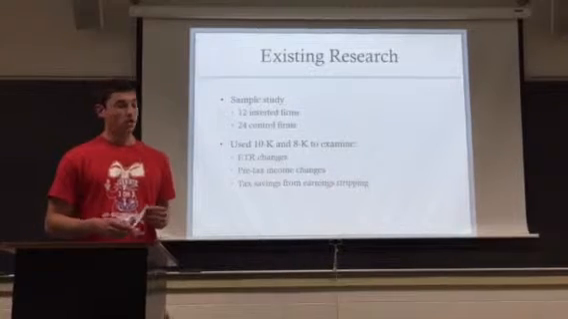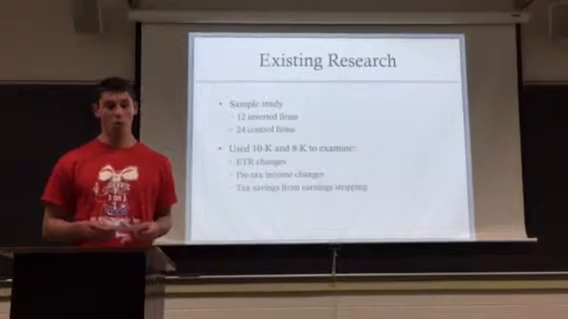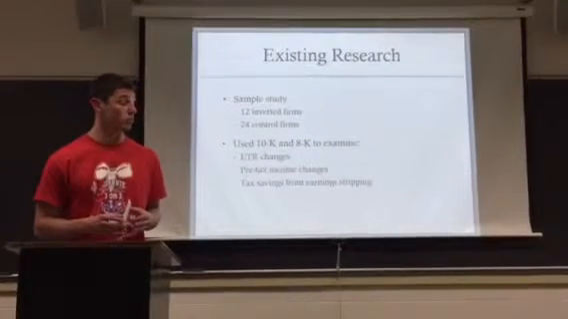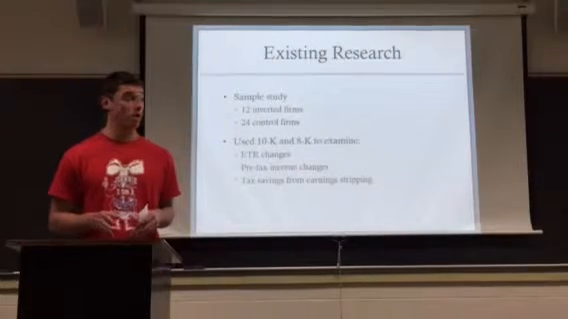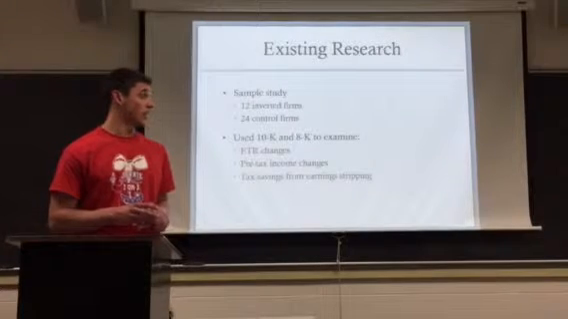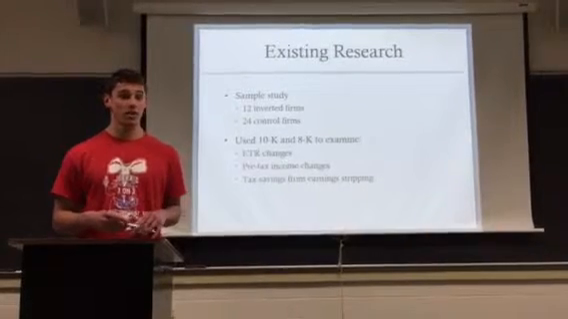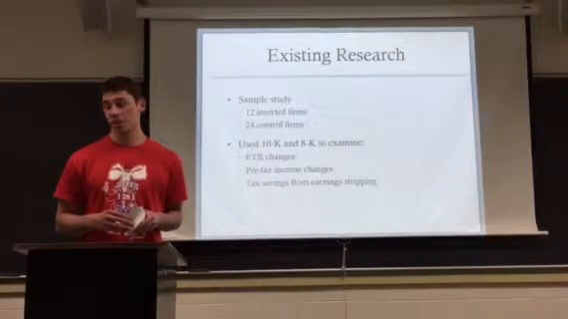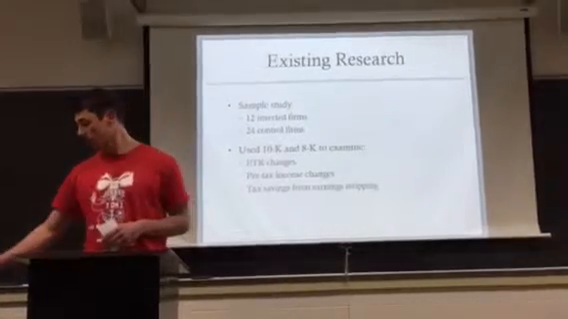What I found in existing research on this topic was an article presented by two professors, Jim Sita and William Webby. In their research, they took 36 total firms, 12 of which were inverted and 24 of which were control firms, and the 24 control firms were competitors of the 12 inverted firms. Their study looked at 10Ks and 8Ks of the SEC filings with an effective date of June 2002, and attempted to examine the changes of effective tax rate, the changes of pre-tax net income, and the tax savings from their earnings stripping.